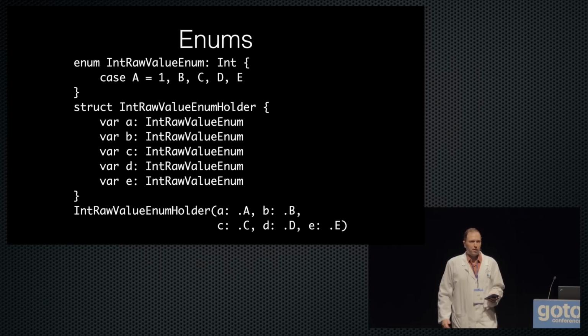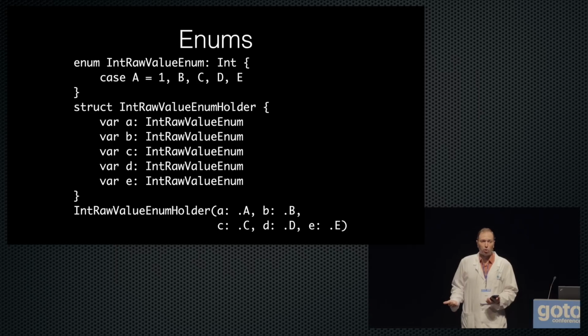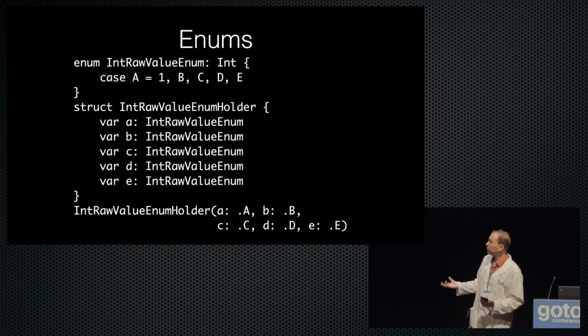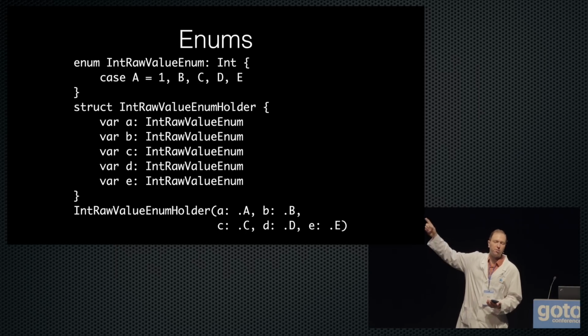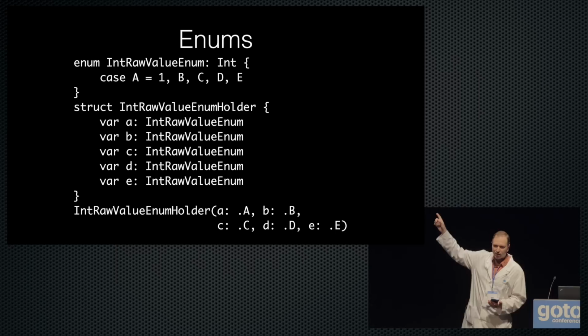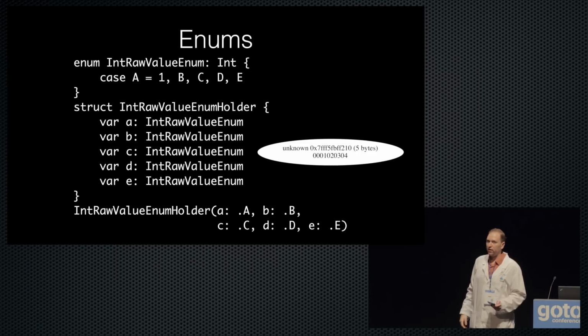Here is a version with a raw value, so you can actually go through and tell Swift, I want my cases to correspond to specific values. So what this does is it says A is 1, B is 2, C is 3, D is 4, E is 5. And let's see what that looks like. And an interesting thing, it does not change. It doesn't go 1, 2, 3, 4, 5. It still goes 0, 1, 2, 3, 4.